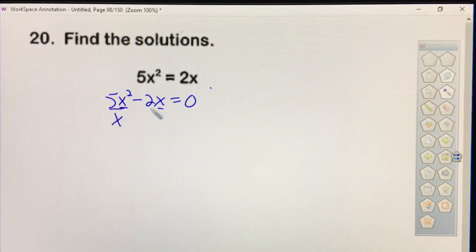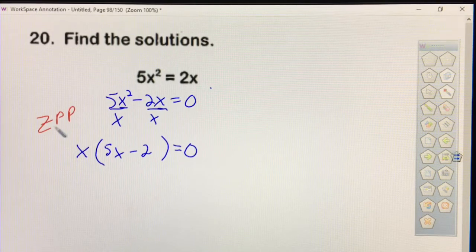So I'm going to divide each term by x. And that's going to give me x on the outside. That's what I factored out. 5x minus 2, because 2x divided by x is 2. Set that equal to 0. Again, implement the ZPP. And notice, this time, I set x equal to 0, and that's my answer. One of my solutions is x equals 0.